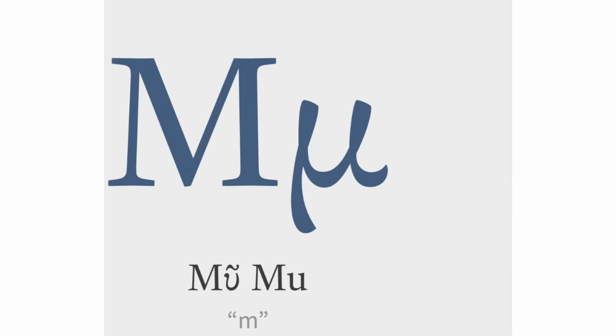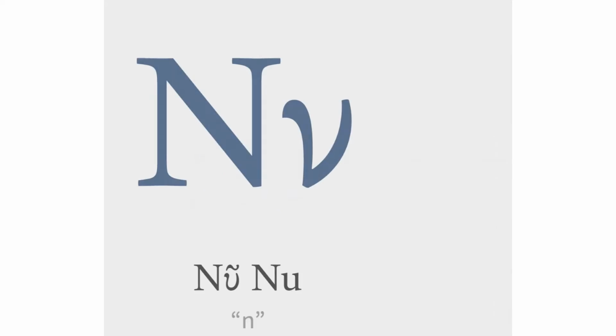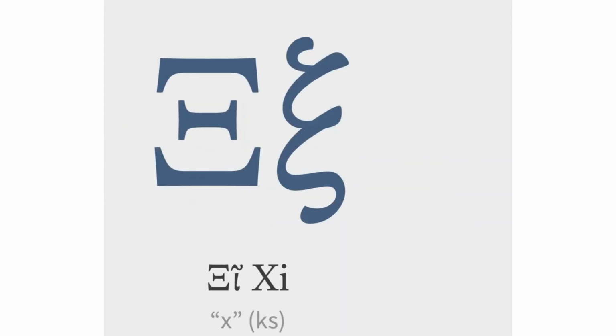Nu. That is the Greek N sound. The uppercase looks like an N, but the lowercase looks like our lowercase V. But that is a lowercase nu. Mu, nu. It has the N sound like in no. Nu. Now here's one you've never seen, xi.